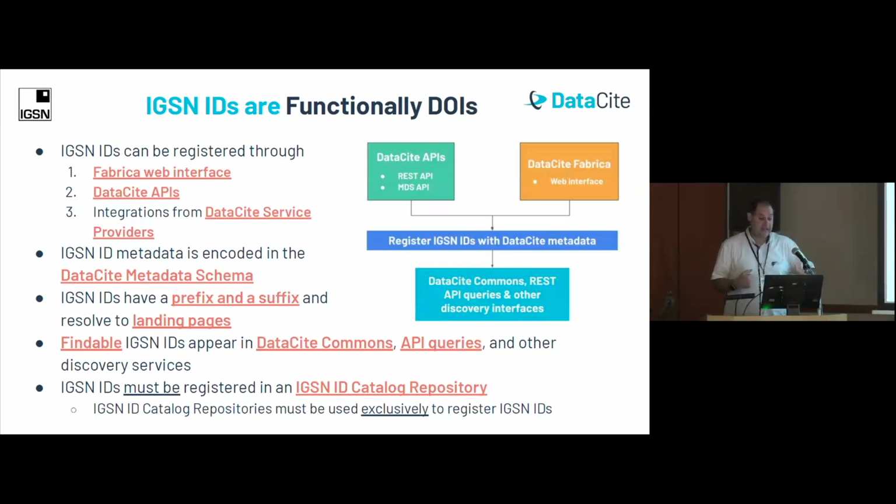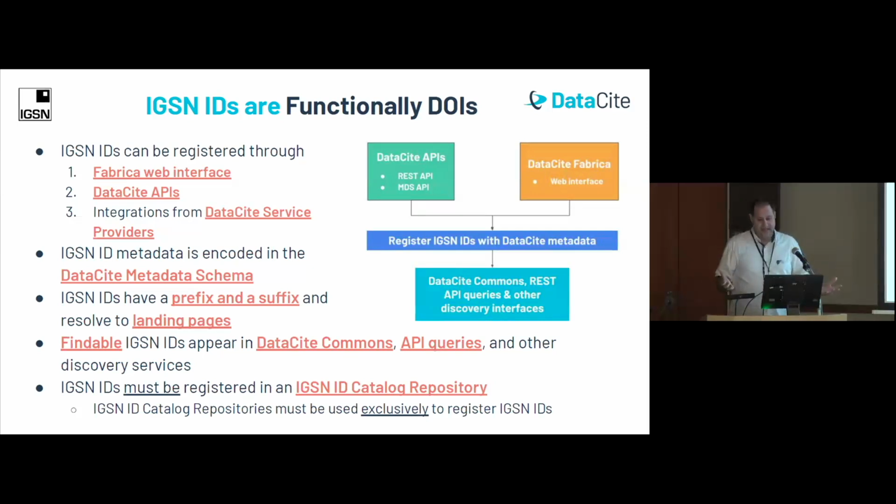IGSN ID metadata is encoded in the DataCite metadata schema. Because these are DOIs, IGSN IDs have a prefix and a suffix resolved to landing pages. An important point here is that samples have local identifiers that can still be encoded in an IGSN ID as a DOI, because the suffix is completely and utterly customizable. And of course, once you add a prefix and a suffix together, that's what gives you your global uniqueness.